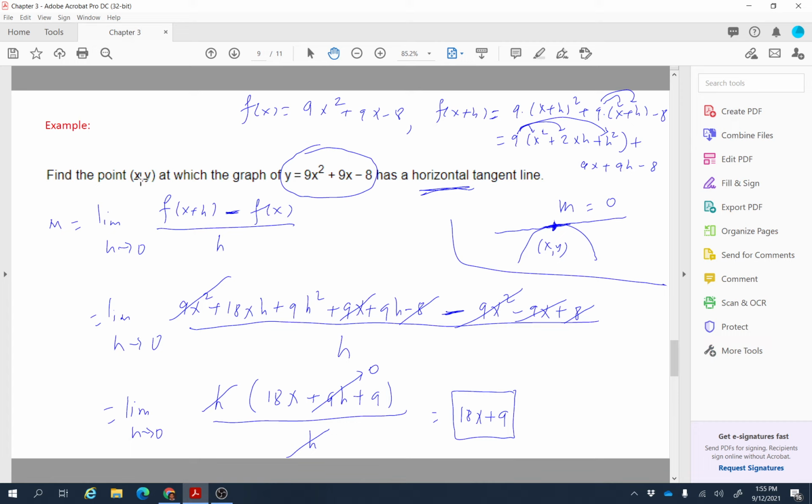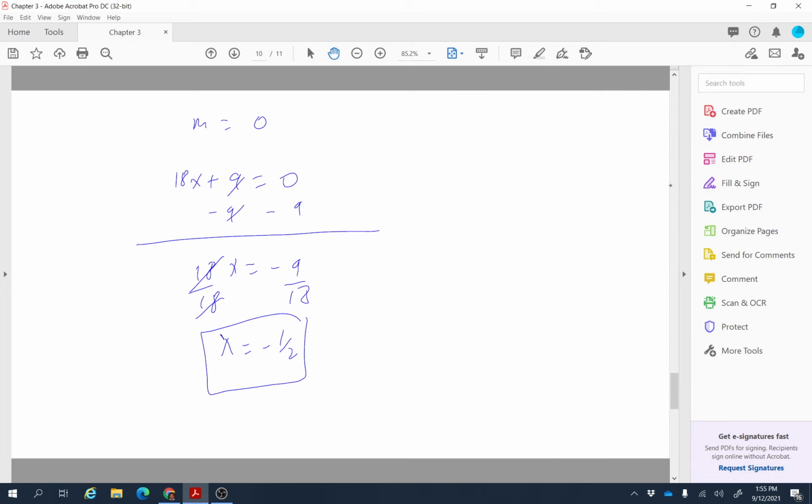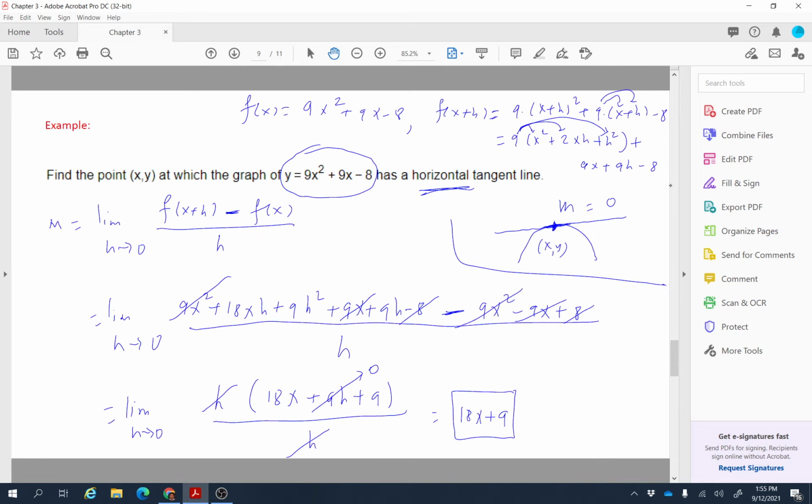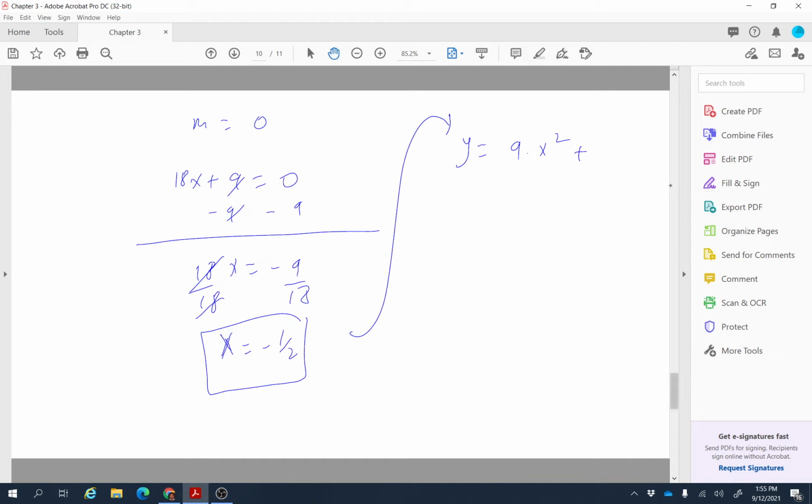So we are going to have slope 0 when x is negative half. If x is negative half, what would be the value of y? The value of y can be found by plugging x equal to negative half here. We know y is 9x squared plus 9x minus 8. So 9 times negative half squared, plus 9 times negative half, minus 8.